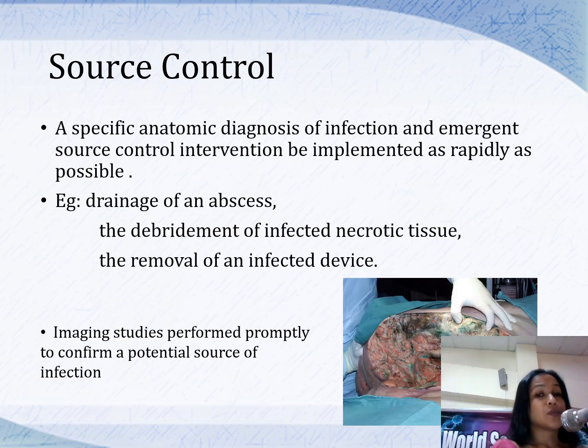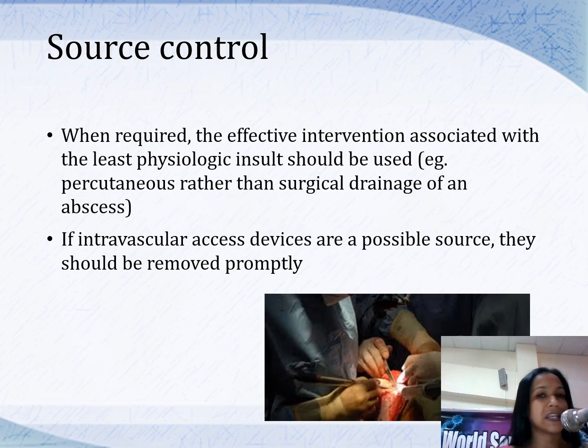Then the other one is source control. No matter what you do, as long as there is a source, you will not control the sepsis. So in order to find the source, you might have to do certain types of imaging. Along with resuscitation, you have to go for this imaging as well. And if you find an abscess, necrotic tissue, or an infected device, a line, or maybe a cardiac valve, you have to remove those immediately.